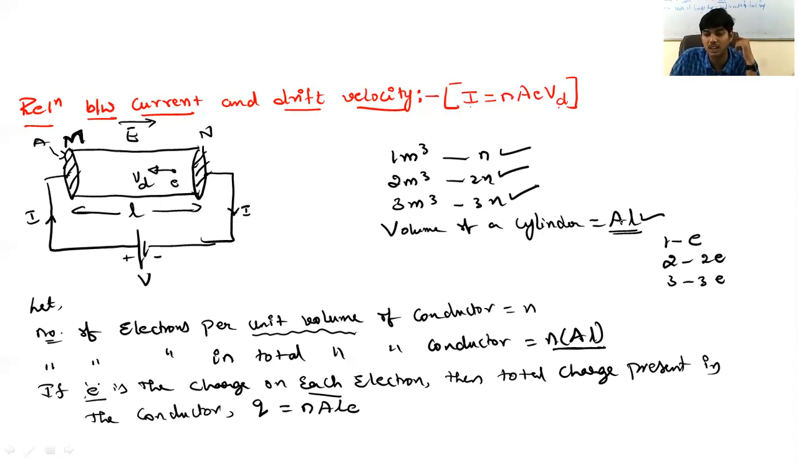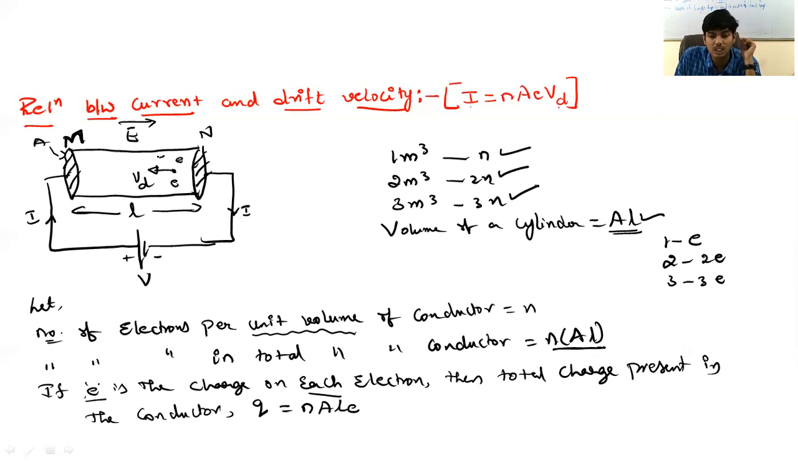What is AL? AL is the total volume of the conductor. In 1 meter cube there will be n electrons. In 2 meter cube there will be 2n electrons. In 3 meter cube there will be 3n electrons. In AL meter cube there will be n AL electrons. These are the total number of electrons present in the entire volume of the conductor. If e is the charge on each electron, then the total charge present in the conductor is, 1 electron has charge e.